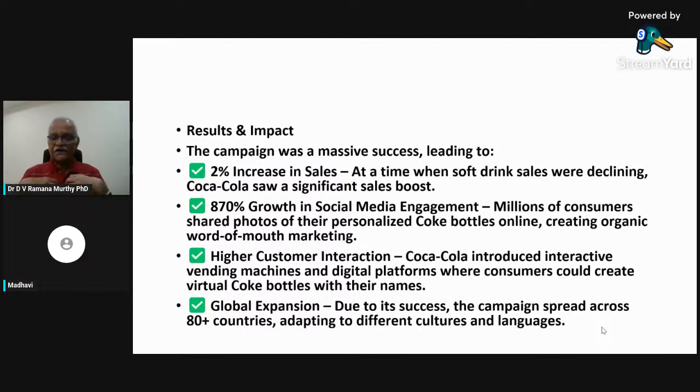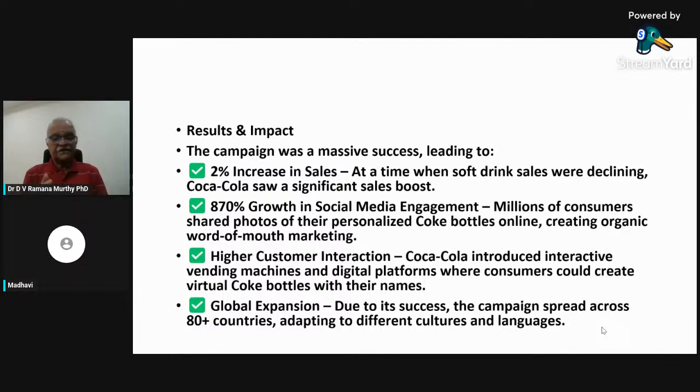Because what I want, with all these fun activities, is that my soft drink must be sold aggressively in the market. So that's it. Again, high customer interaction is there with this campaign. Coca-Cola introduced interactive vending machines and digital platforms where consumers could create virtual Coke bottles with their names. So this kind of excitement is there.